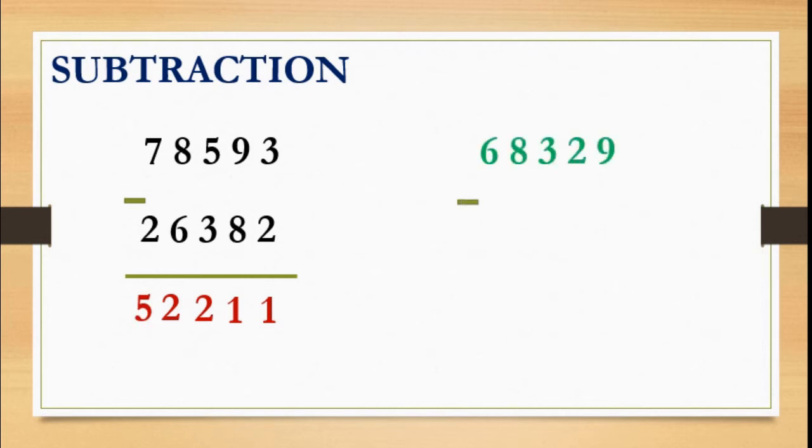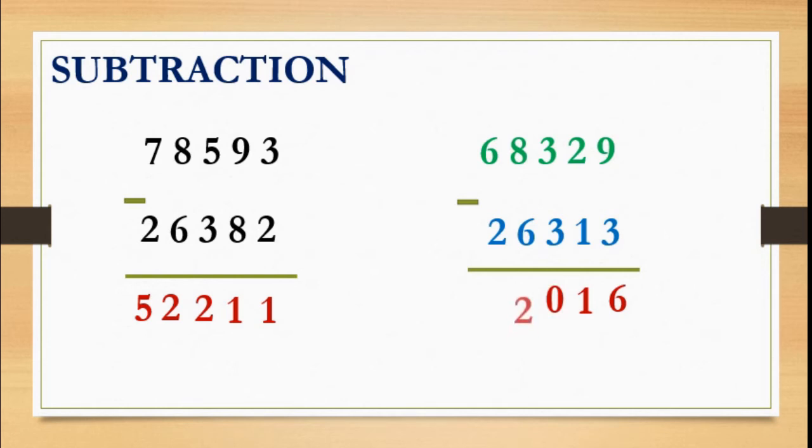Okay, one more sum we will try. Here again we will start from units place. 9 minus 3 is 6. 2 minus 1 is 1. 3 minus 3, 0. 8 minus 6, 2. And 6 minus 2 is 4. Yes, you know this. I have taken this as a revision. Now we will move to the next sum.